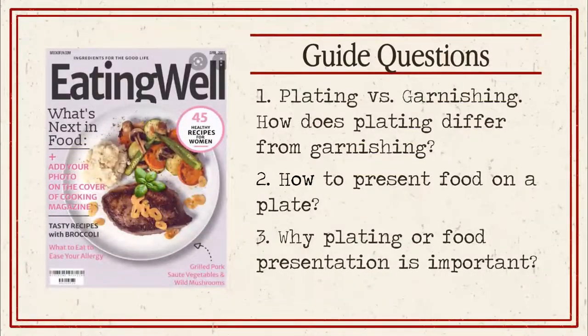Cookery is an applied science and art. It is an applied science or a simple chemistry. The changes in physical and chemical reactions take place as the food cooks. It is also an art of preparing, cooking, presenting, and serving food. Before we start, let me give you these guide questions. First, plating versus garnishing. How does plating differ from garnishing? Number 2, how to present food on a plate. And number 3, why plating or food presentation is important.